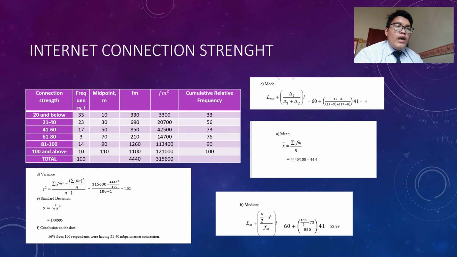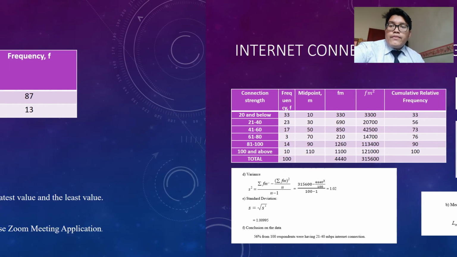58.93, and for the mode we get -4 for the result, and the variance is 1.02, and the standard deviation we got 1.00995. The calculation on the data is 56% from 100 respondents were having 21 until 40 Mbps internet connection.